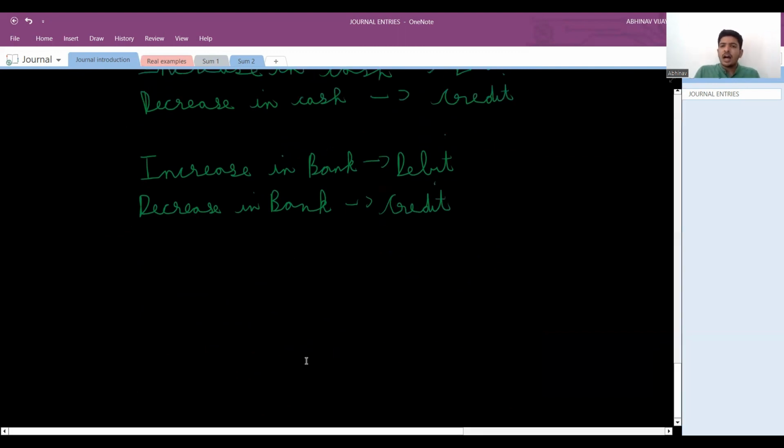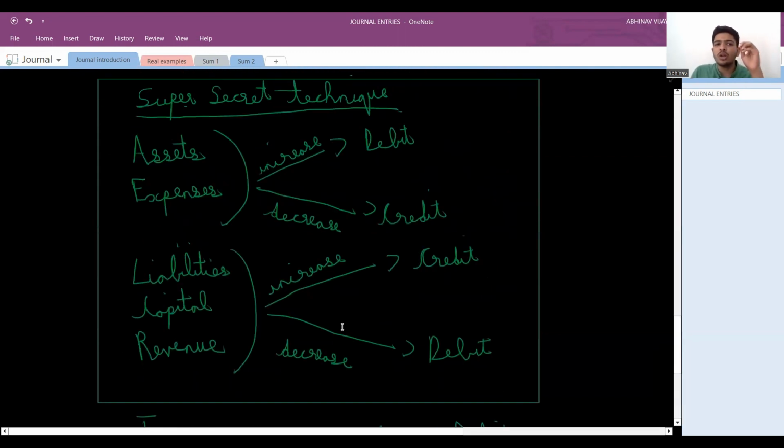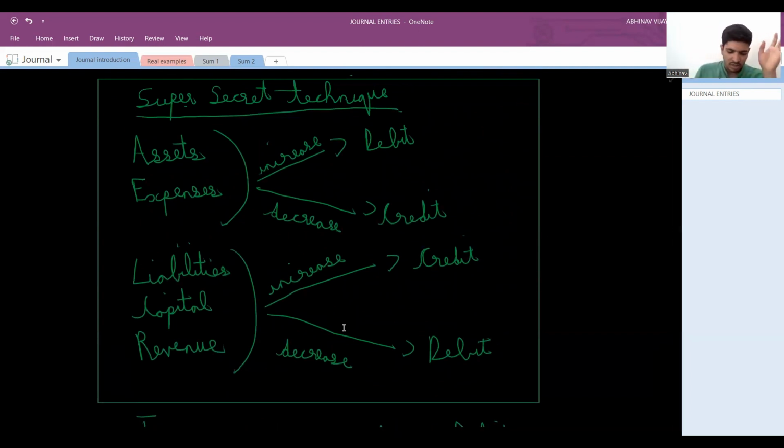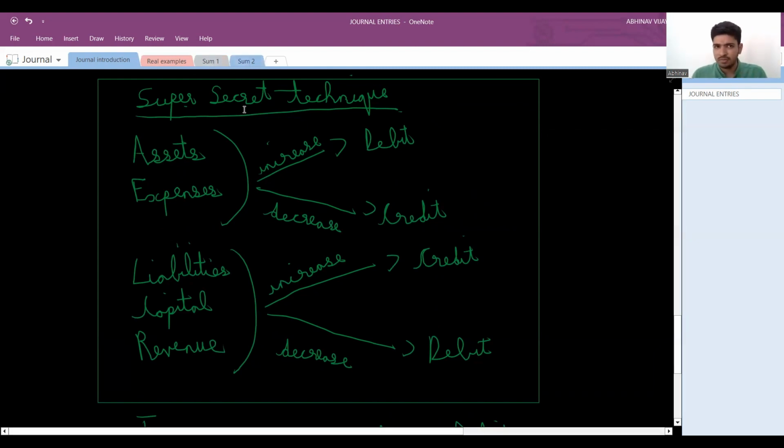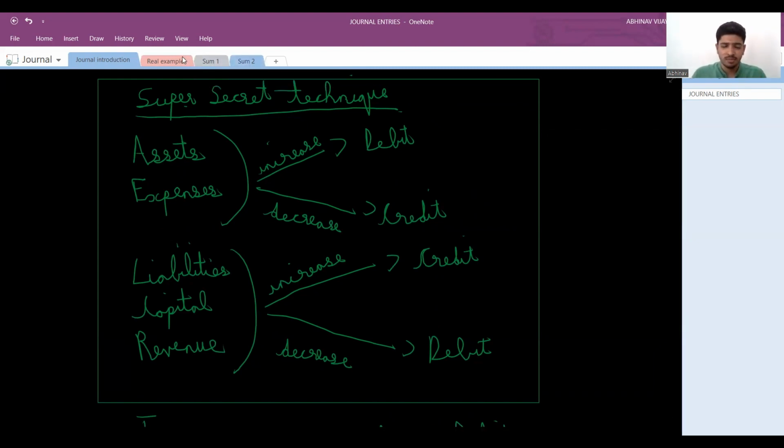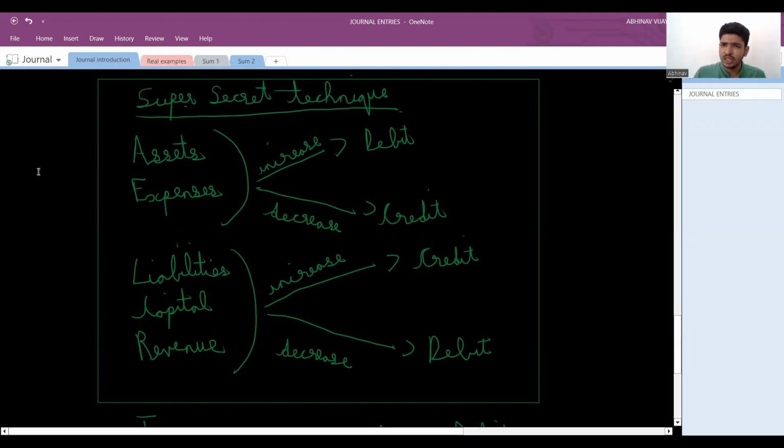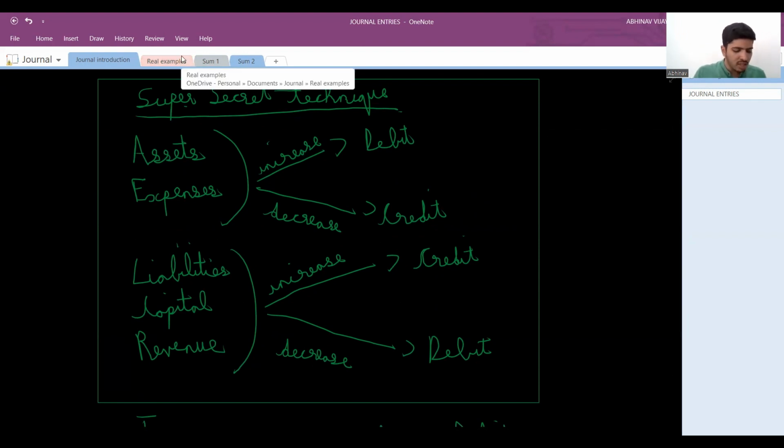Now, I'm able to imagine what your state of mind is right now. You have a little clarity, but still there are some gaps. To fill the gaps, there are many sums we'll solve and real world examples I'm going to give you. Now, for complete understanding of these rules, super secret technique. Let's start with the explanation of each and every rule. I'm going to give you some real life examples.